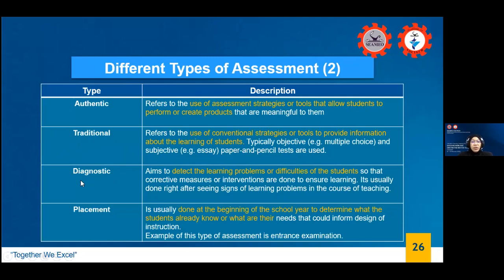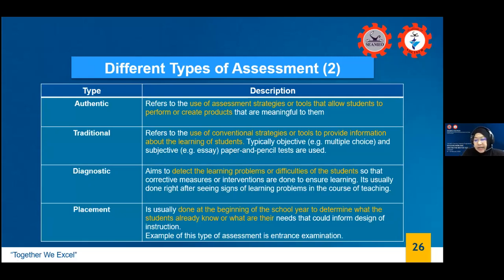Now, what is diagnostic? It comes from the word to diagnose, to find out something. Is there a problem? Is there any reason? What could be the cause? So therefore, you want to find out, and once you found out, you want to suggest what is the possible solution to make sure that the problem is resolved.